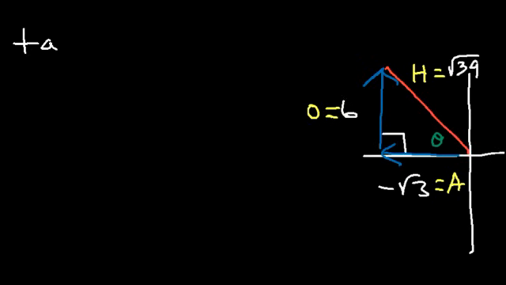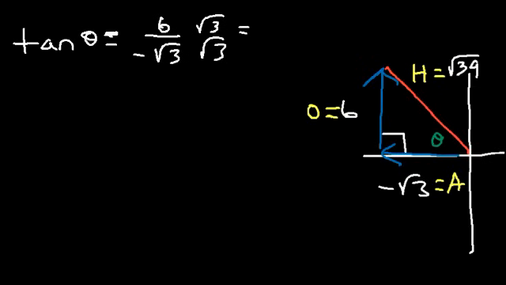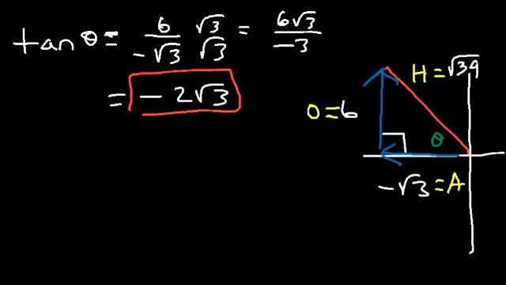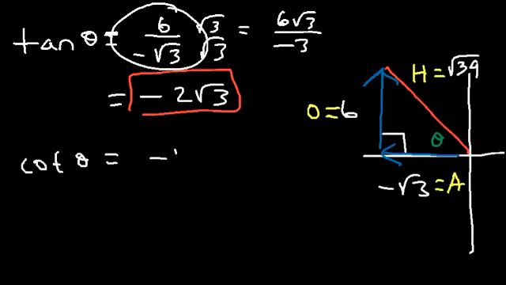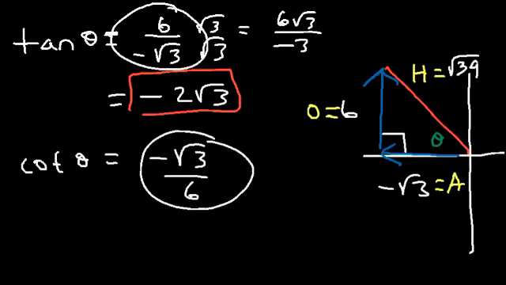Tangent theta is equal to the opposite side, which is 6 divided by the adjacent side, which is negative root 3. So if we rationalize it, it's going to be 6 root 3 divided by negative 3. And 6 divided by negative 3 is negative 2. So tangent is negative 2 root 3. Cotangent, let's flip this part. So it's negative root 3 divided by 6.